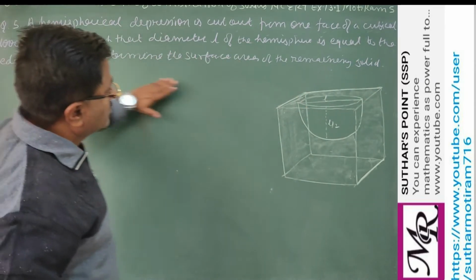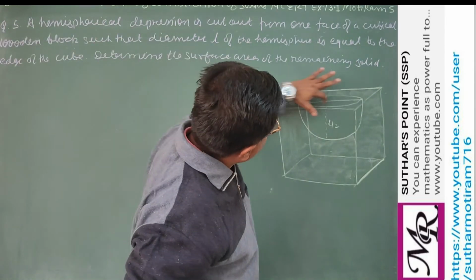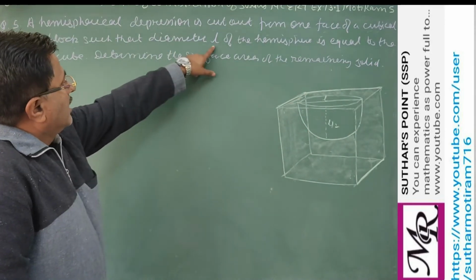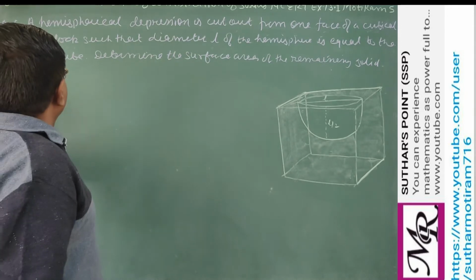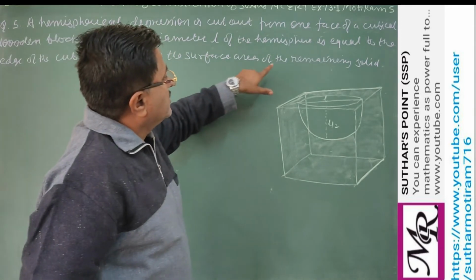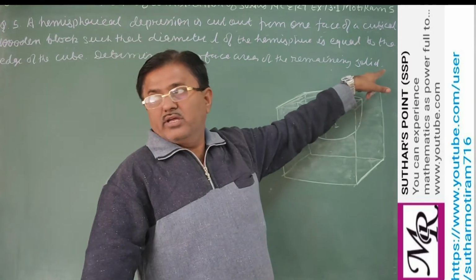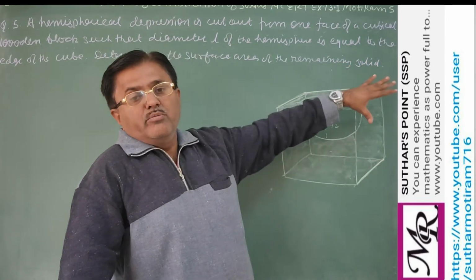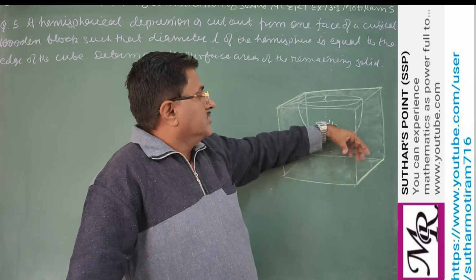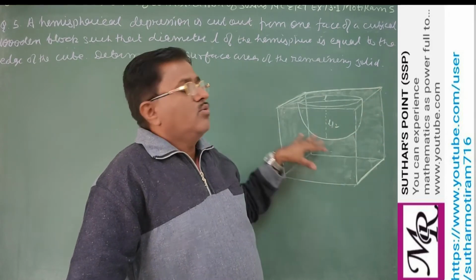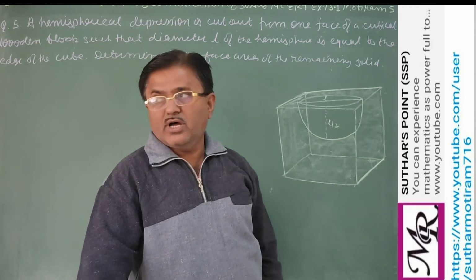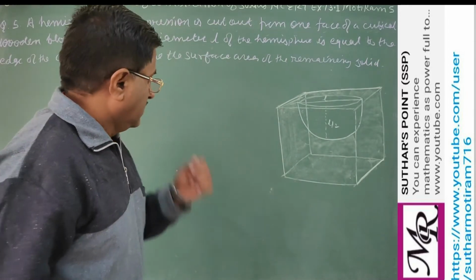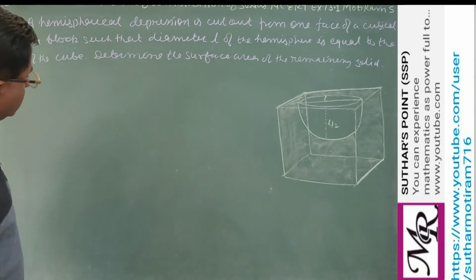So what does it say? The block is such that the diameter of the hemisphere is equal to the edge of the cube. So this diameter is equal to the side of the cube, which is given as L. Determine the surface area of the remaining solid. So dear student, you have to find the surface area of the remaining solid after the depression is made in the wooden block. So you have to find the area of the left portion.